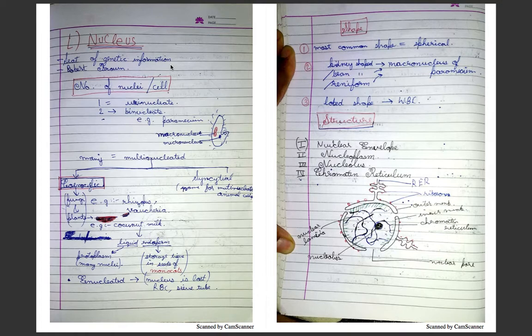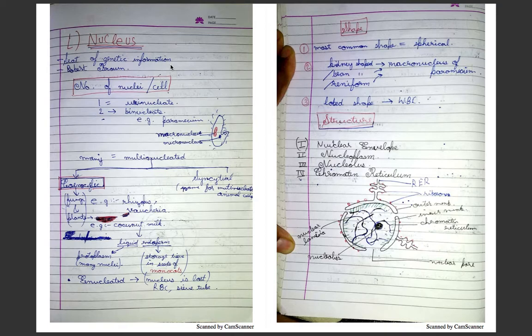Now, nucleus. It is the seat of genetic information of the cell. It was discovered by Robert Brown. The number of nuclei depends, and so its name changes. If one is present, then it is called uninucleate. Two, binucleate. Example: paramecium has macronucleus and micronucleus. If many nuclei are present, then it is a multinucleated cell.